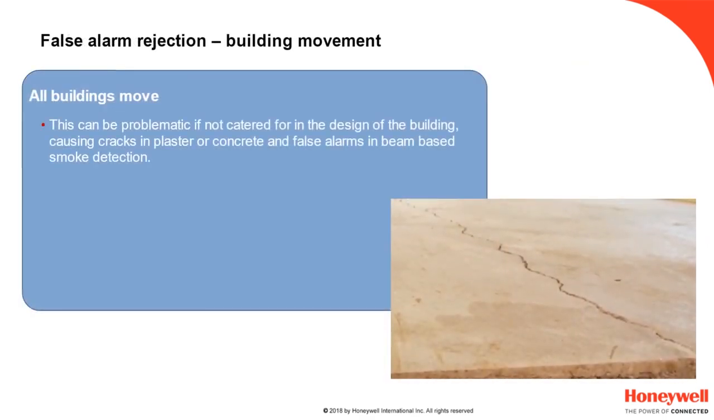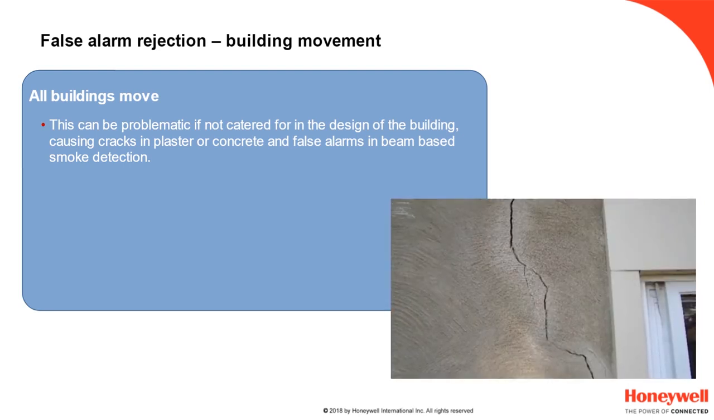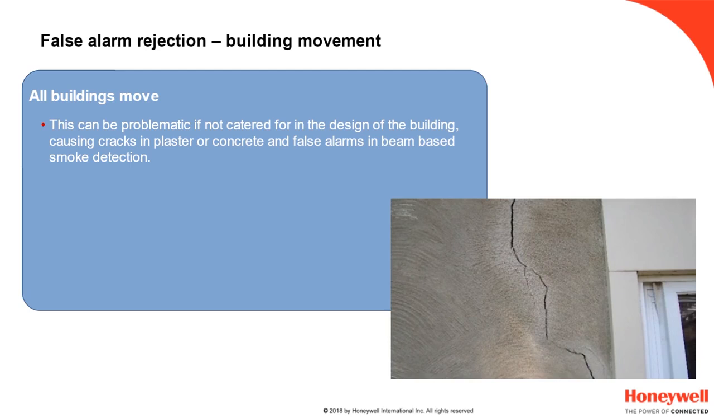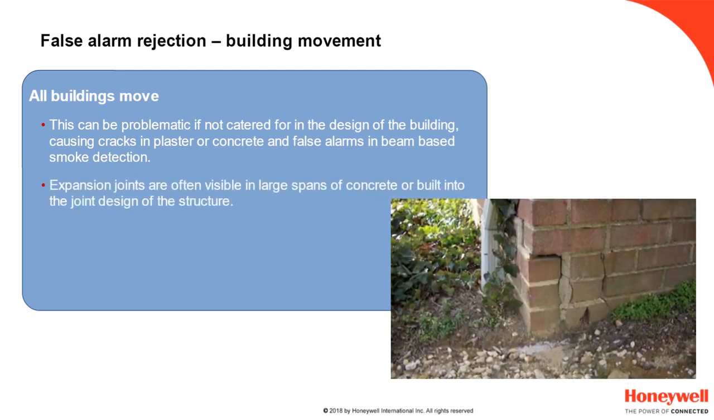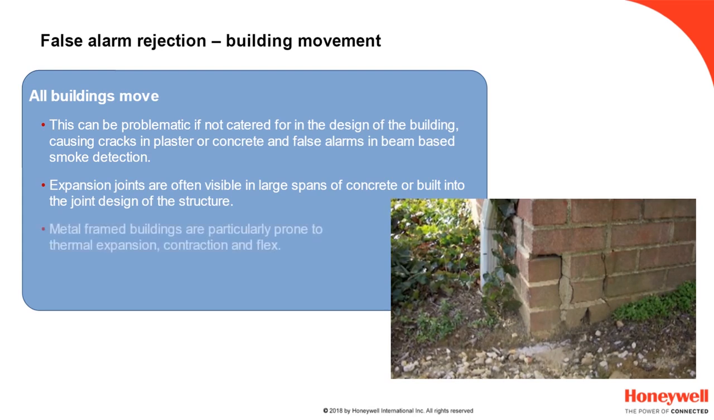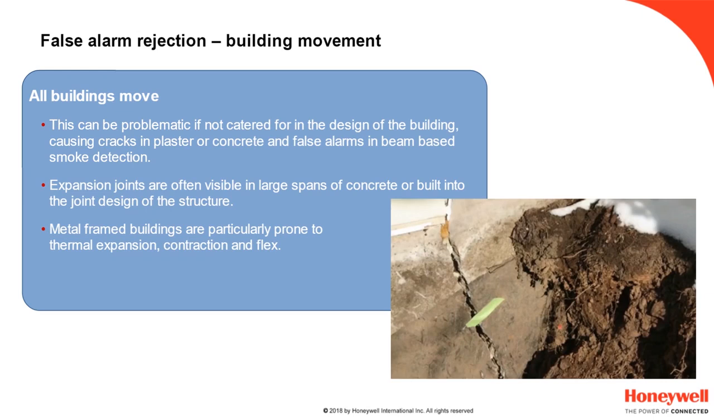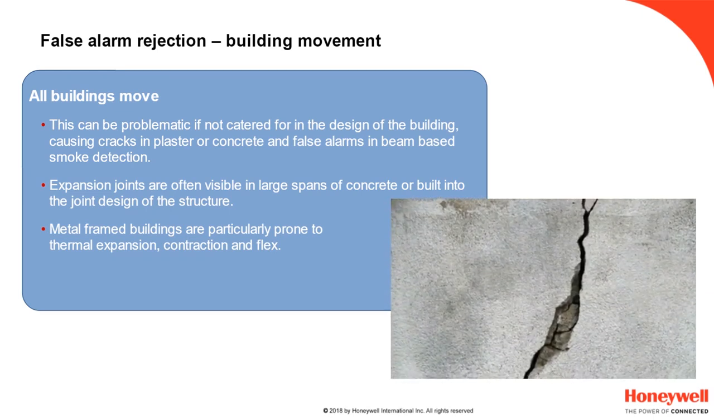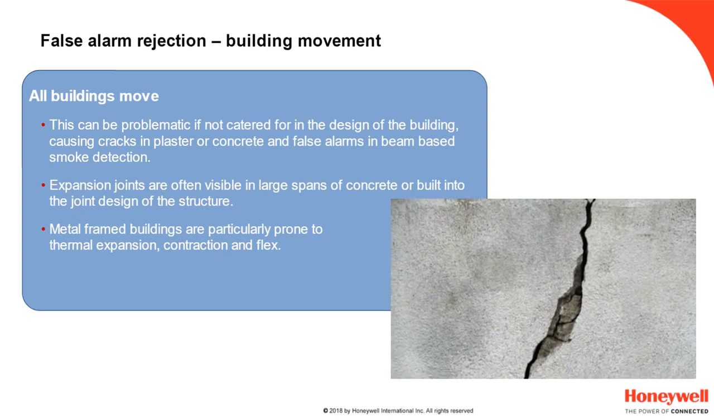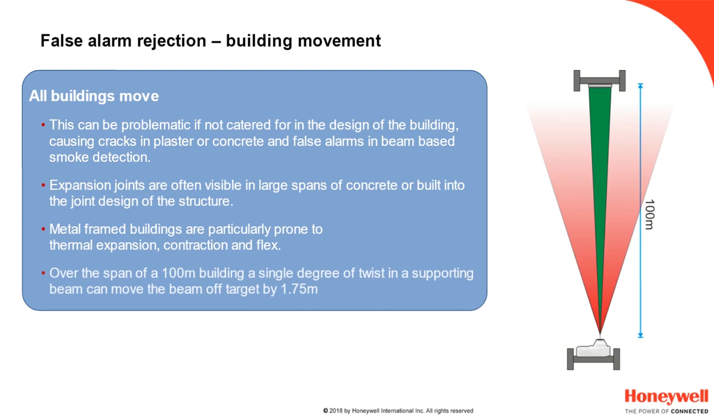False alarm rejection, building movement. Building movement is a major headache for traditional beam detectors. All buildings will be susceptible to movement, and most large buildings will include expansion joints to account for this movement without stressing the fabric of the building. Metal-framed buildings, often used as a construction technique for factories and warehouses, are particularly prone to thermal expansion, contraction and twist. A small 1-degree twist in the roof beam, to which the detector is mounted, will move the centre point of the beam over 1.75 metres, where it hits the reflector 100 metres away.